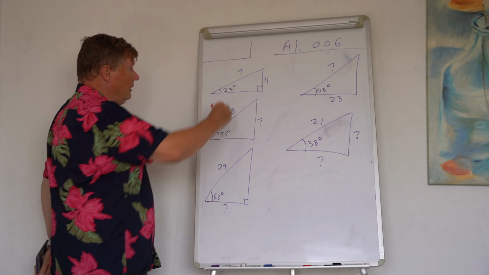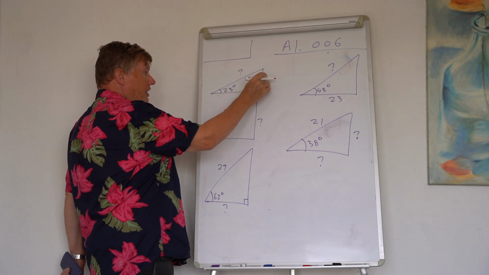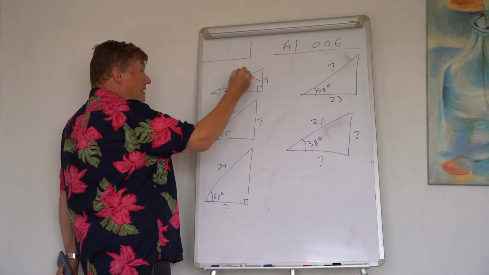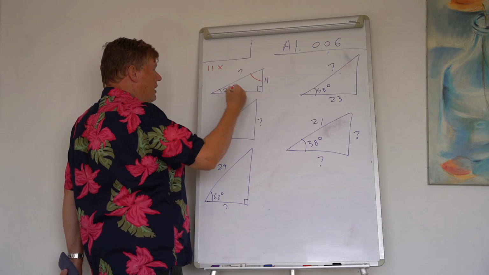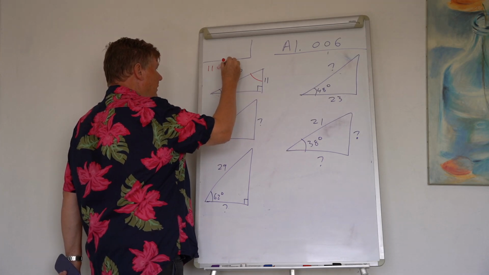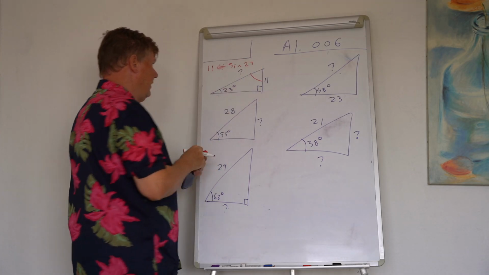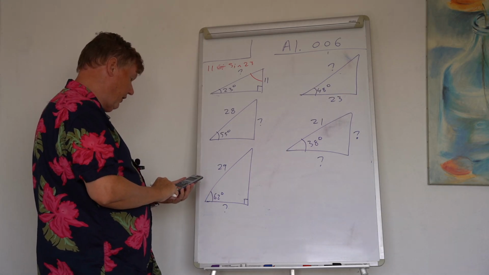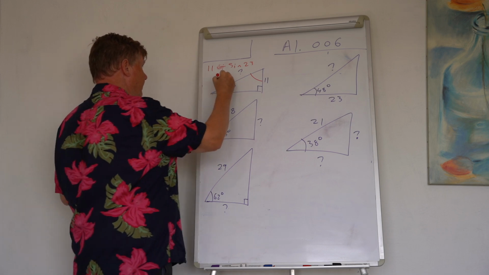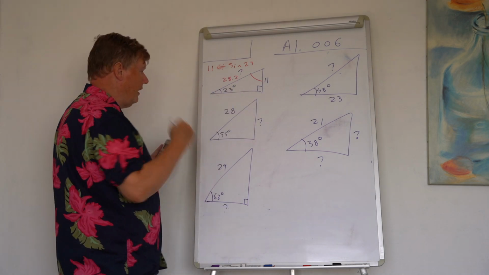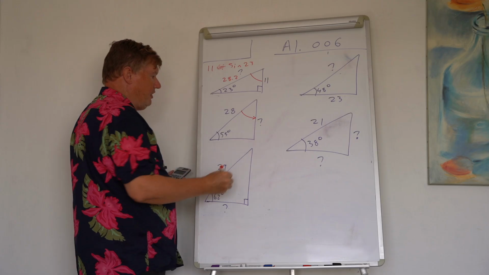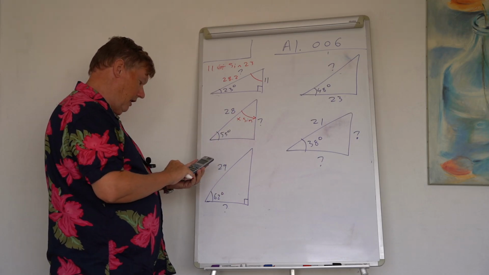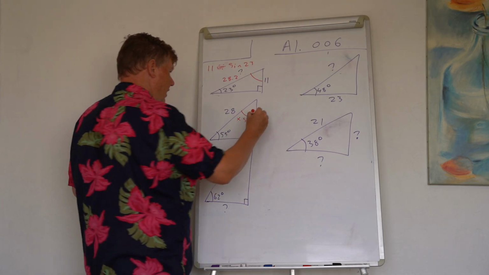Question 1. Here's the angle. This is the opposite. I want to know this one. This is a sine relationship. We're going to make it bigger. By making it bigger, we need to be dividing by sine 23. Let's go. 11 divided by sine 23, 28.2. Done. Second one. This time we want to go from there to the opposite. So we want to be multiplying by the sine. 28 times sine 55, 22.9.